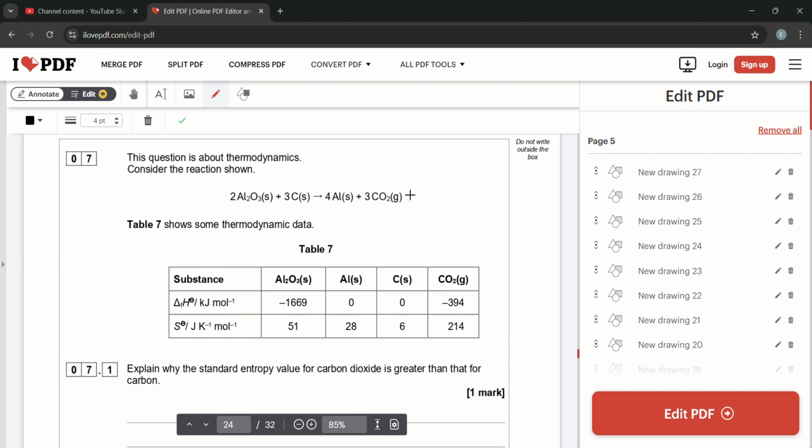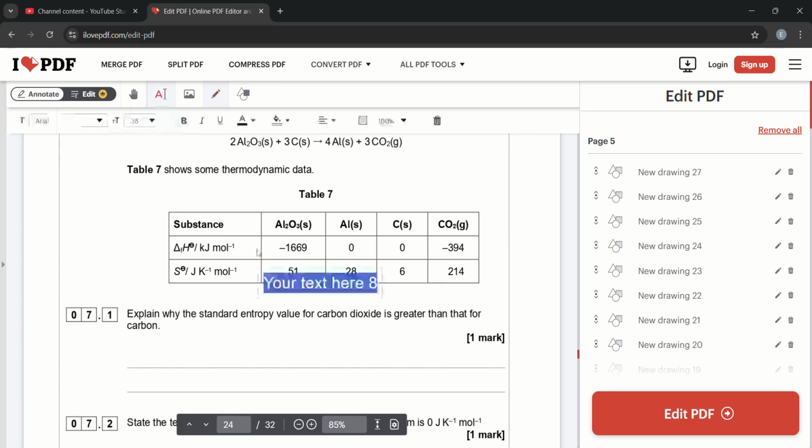The question is about thermodynamics. Question 7. Explain why the standard entropy value for carbon dioxide is greater than that of carbon.